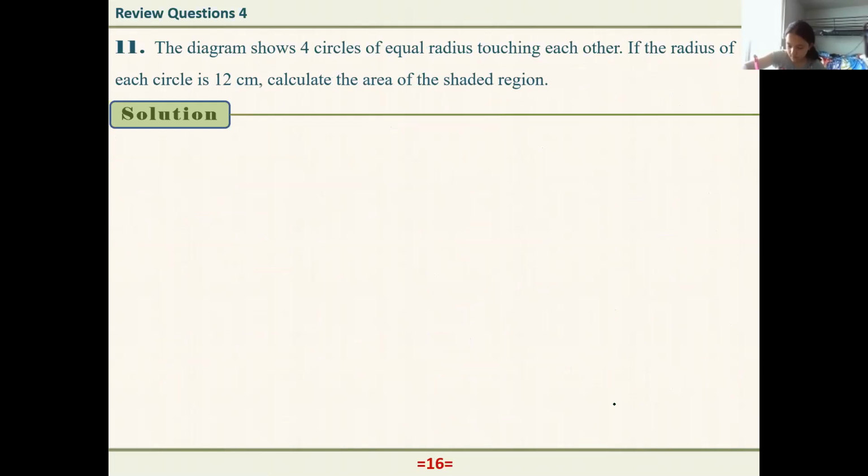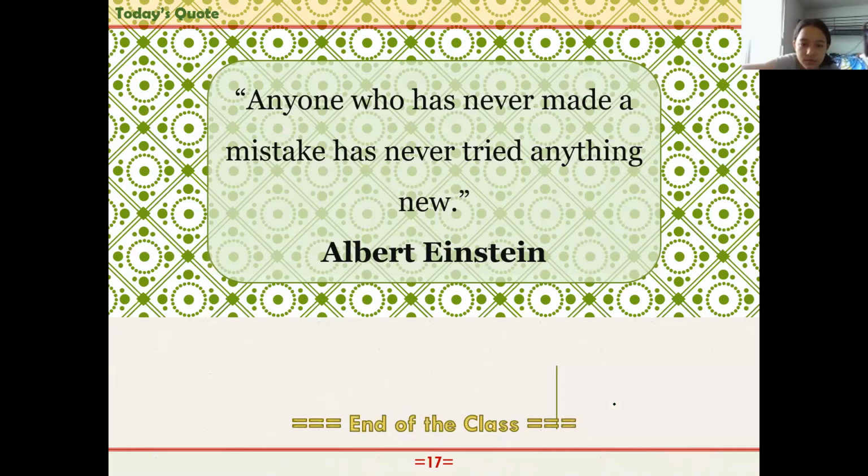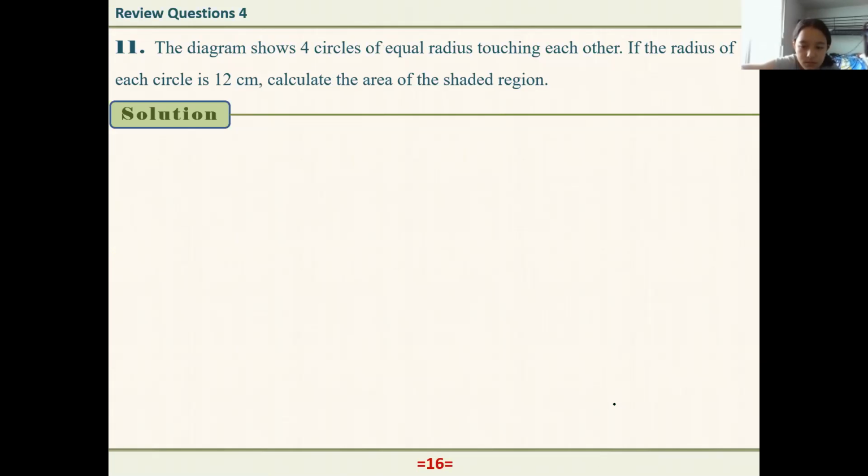Okay, I got it. So the diagram shows what? The diagram shows 4 circles of equal radius touching each other. If the radius of each circle is 12 centimeters, calculate the area of the shaded region. So here we don't have a circle. Maybe I forgot to put the picture here.